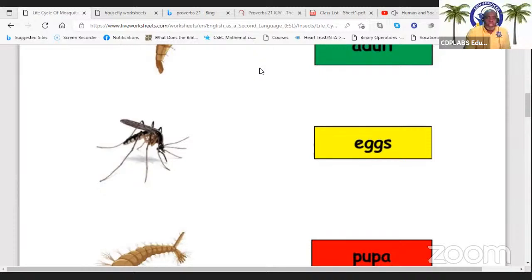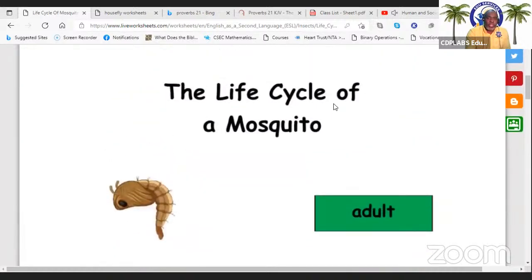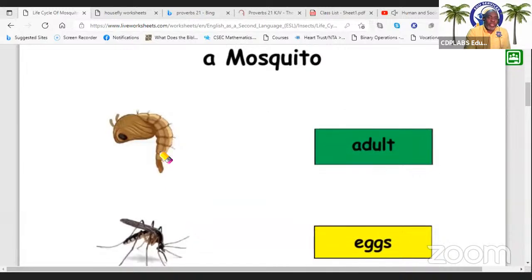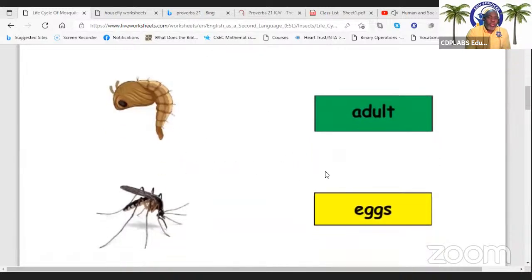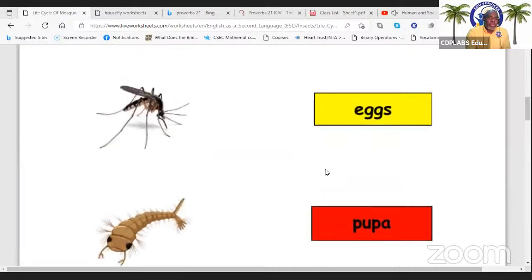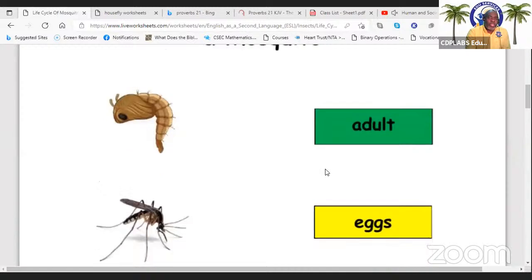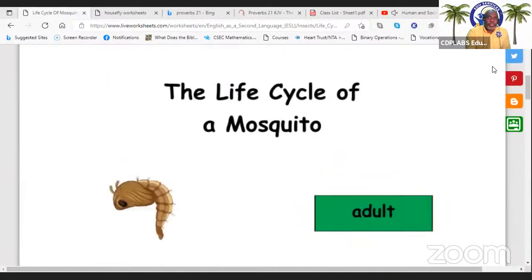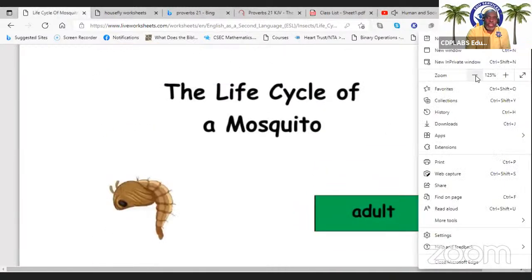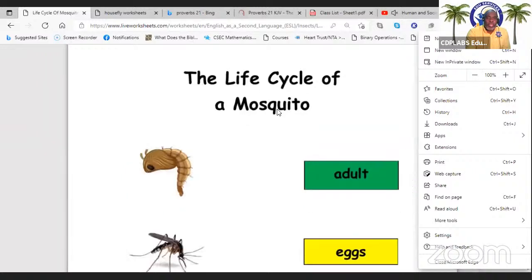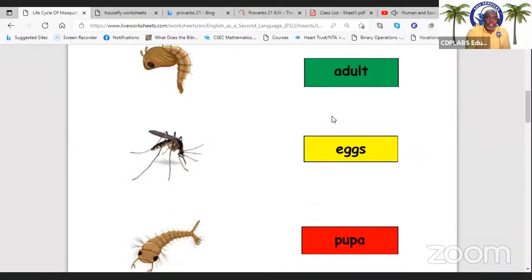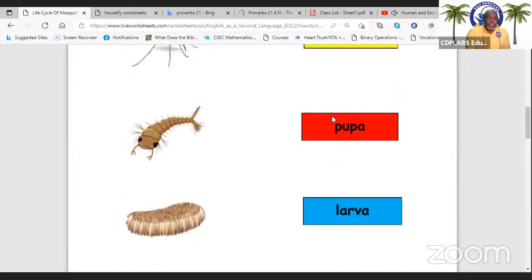Okay, I saw you, Makila. All right, so here's our little activity. Everybody seen it? Life cycle of the mosquito. So you're going to tell me now what I'm going to be matching with what. Could you identify what goes with what? Let me make it smaller so you can see it better. All right, who's going first?